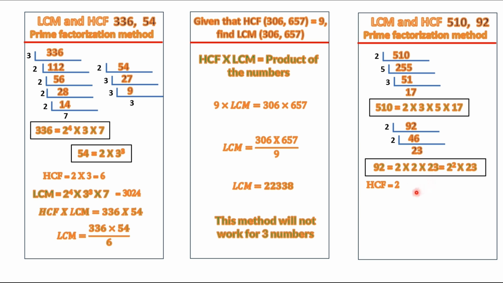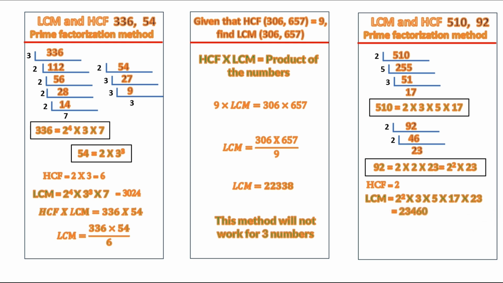So for finding the LCM, 2 if you take, here 2 is there and here 2 square is there, which is the maximum, 2 square. Here 3 is there, here no 3. So we'll put one 3. Here 5 is there, here no 5. We'll put one 5. Here 17 is there, here no 17. We'll put the one 17 here. Here 23 is there, here no 23. We'll put one 23. If you multiply all this, we'll get the LCM.